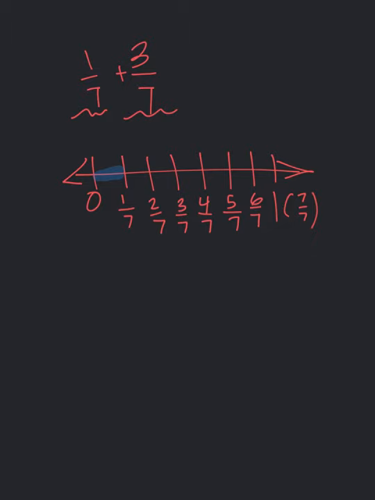And then it says we're going to add 3 more sevenths. So let's do that. There's 1 more seventh, 2 more sevenths, 3 more sevenths. Okay? So if we were going to add 1/7 plus 3/7, that's how it would look on a number line. And then that would give us a total of what? 4/7, because we can see all of this together would be 4/7.